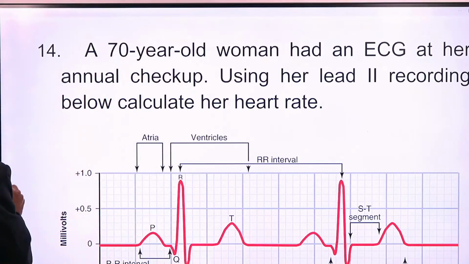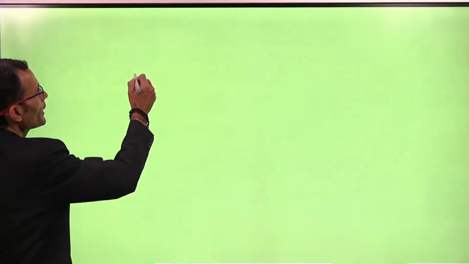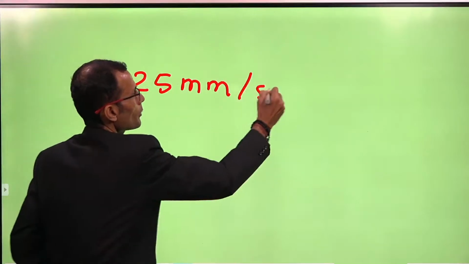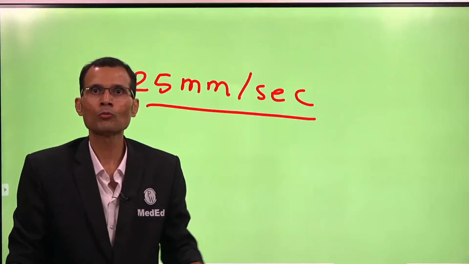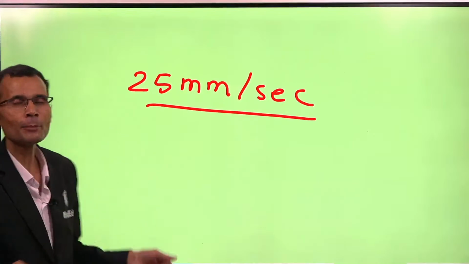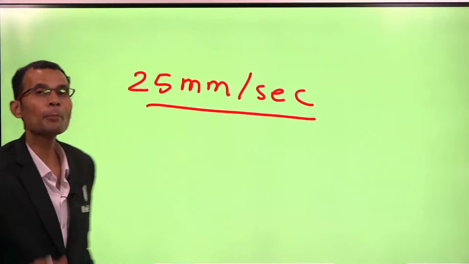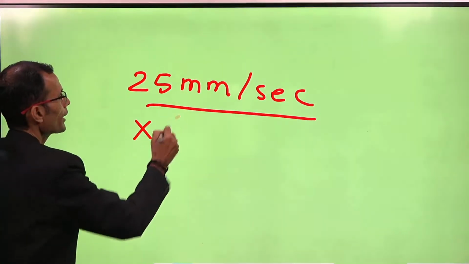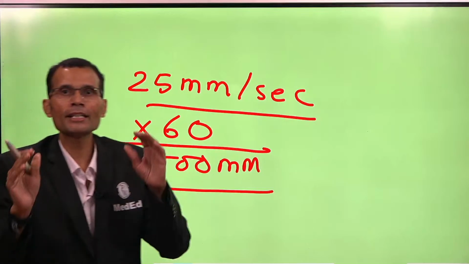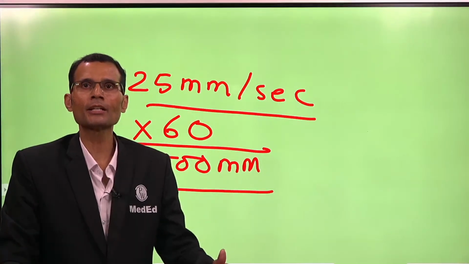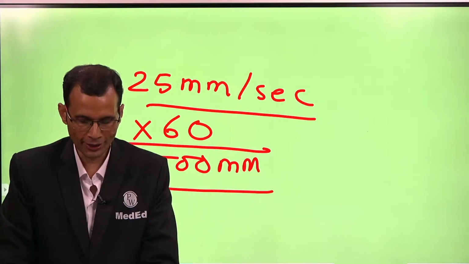सबसे पहली बात है कि ECG का पेपर, speed of the paper is 25 millimeters per second. I hope you have seen the ECG recording. एक ग्राफ पेपर होता है, it moves. What is the speed of that ECG paper? 25 millimeters per second. अगर वो 25 millimeter जाता है एक सेकेंड में, तो एक मिनट में कितना जाएगा? 25 into 60, that is 1500 millimeters. So ECG paper पे 1500 millimeters constitute 1 minute. Okay, that is where this 1500 has come from.